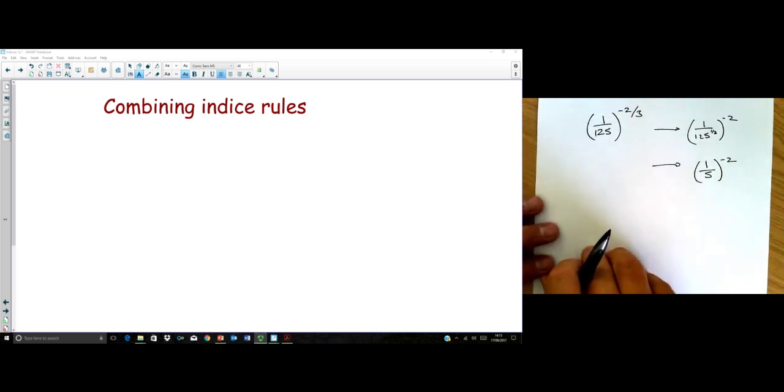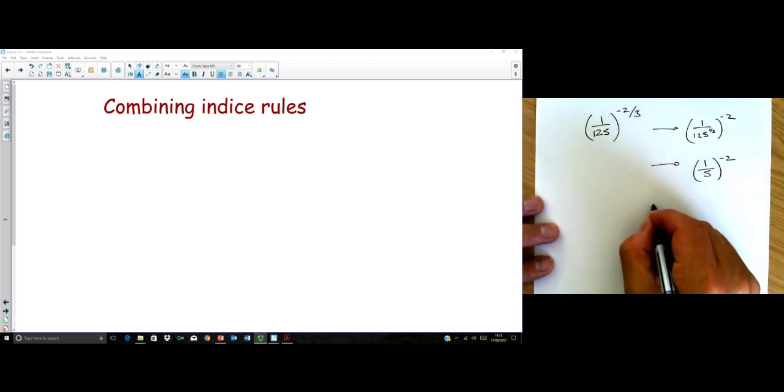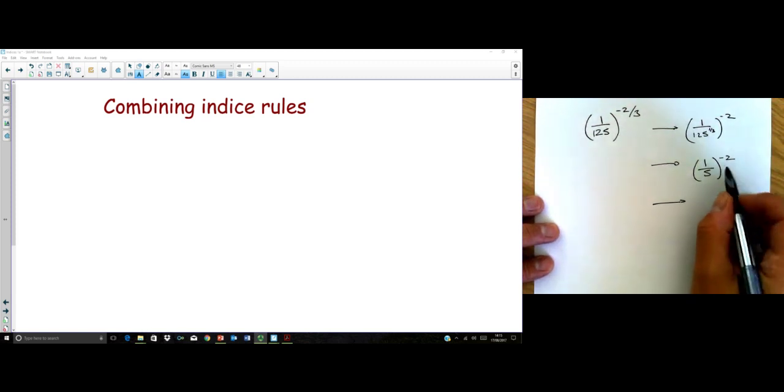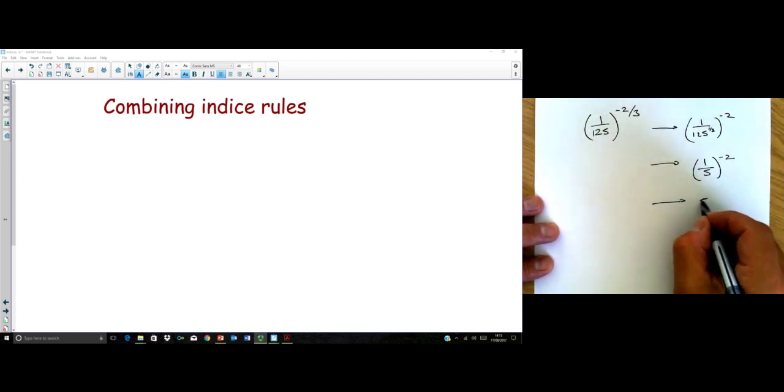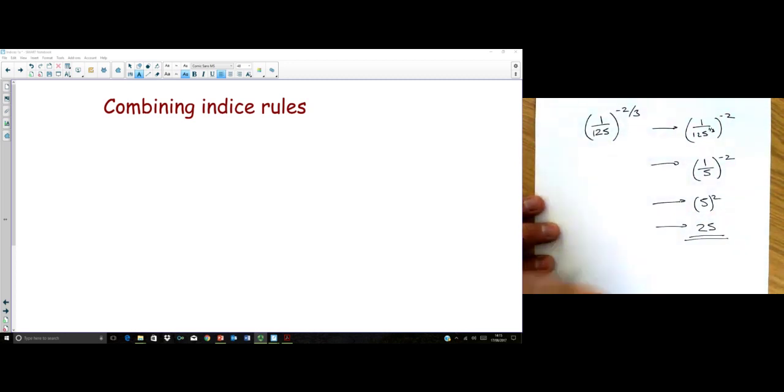And from here on in, we're just back to nice numbers. The next step is getting rid of that minus. We've got 5 to the 2. And then getting rid of that other one over, we end up with 25 as our answer. And that is just combining the rules that you have.